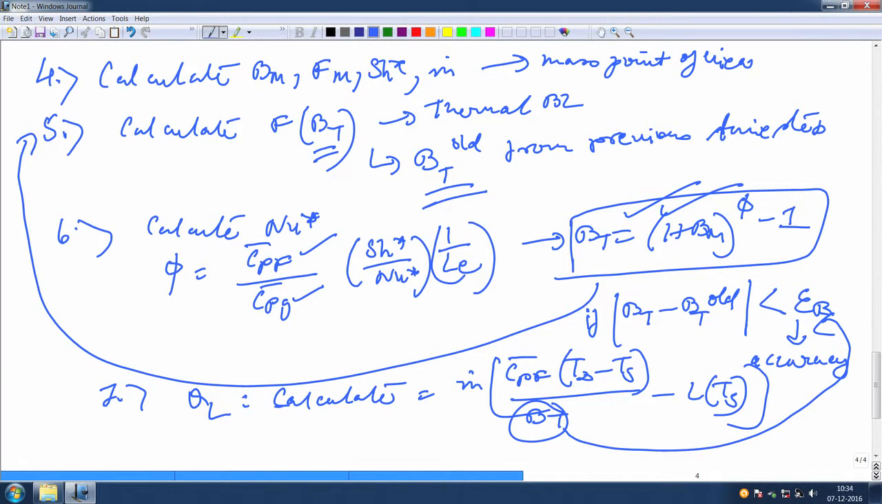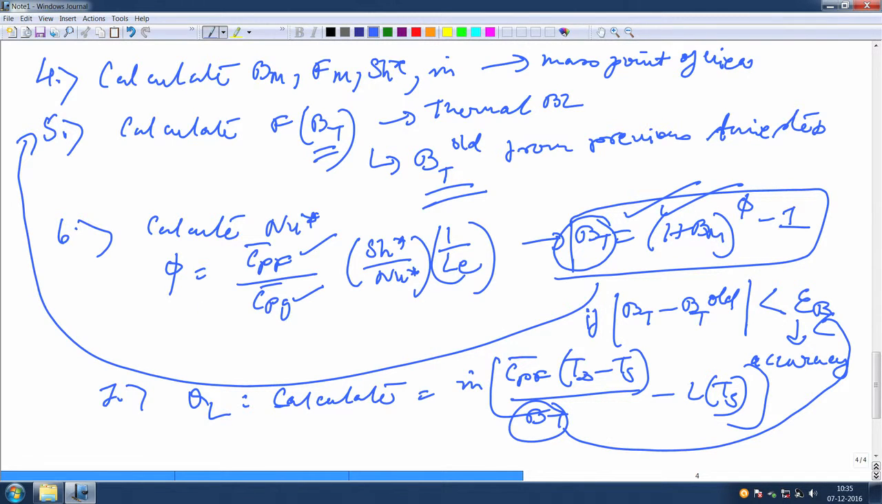If you just use Bt as is, it will over predict. You are limited by the mass transfer in most of the cases, so you have to use Bt accordingly. Of course, when your Lewis number is 1 and other things, this particular factor does not even come into the picture, so this phi will be almost like 1.